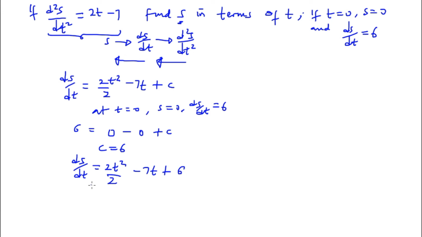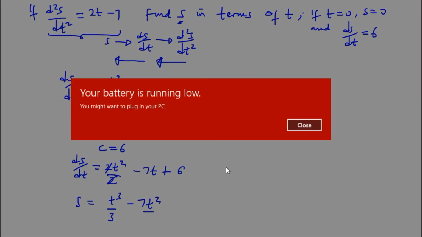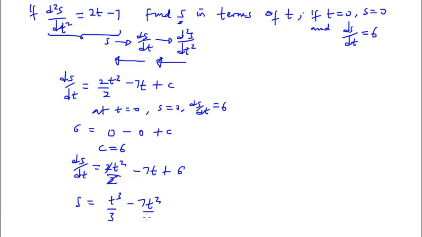Now we need to integrate again to obtain our s originally. So if I integrate ds/dt, I will have s. Notice that these two can cancel out so that we can have t squared, and if I integrate t squared, that will be t³/3 minus 7t²/2 plus, if I integrate 6, that will be 6t, then plus c.